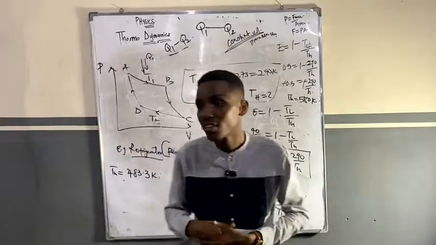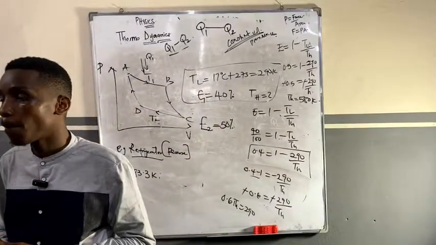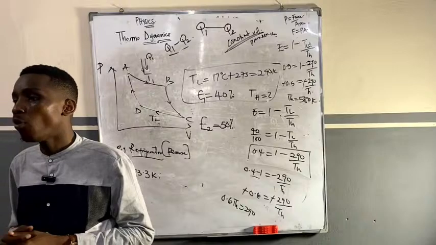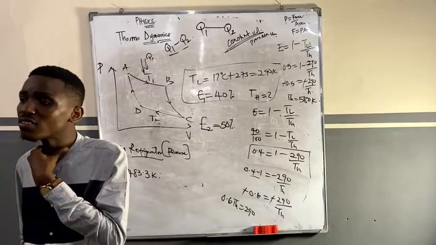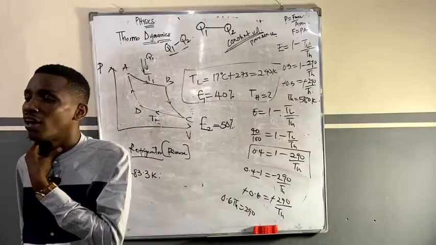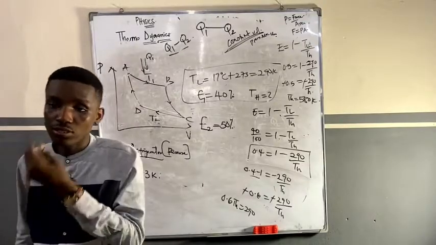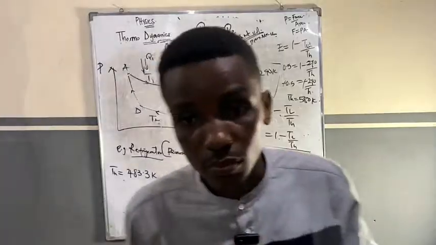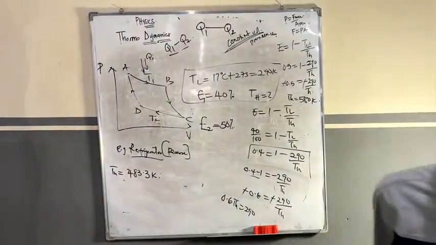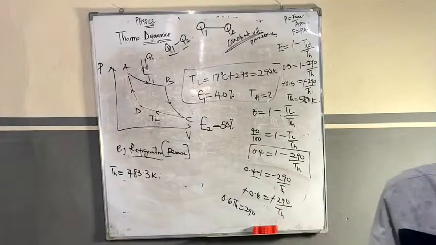Okay, here's a question. What was the formula? Q1 minus Q2 over. Please let me see the notes. Let me see, please.